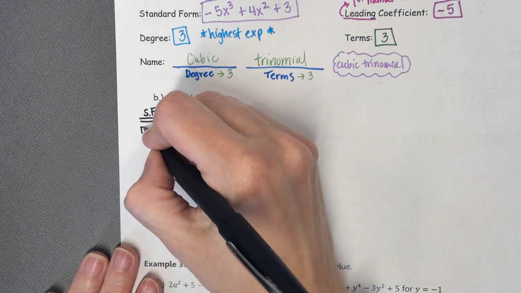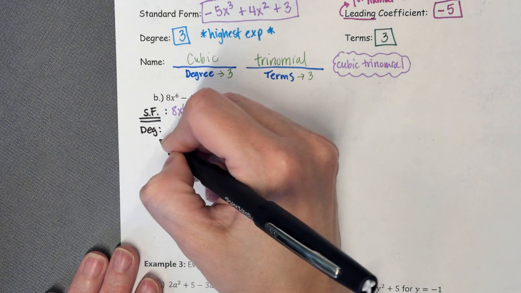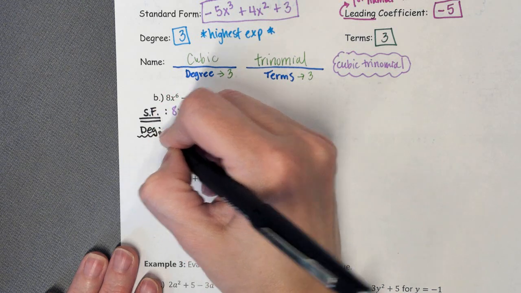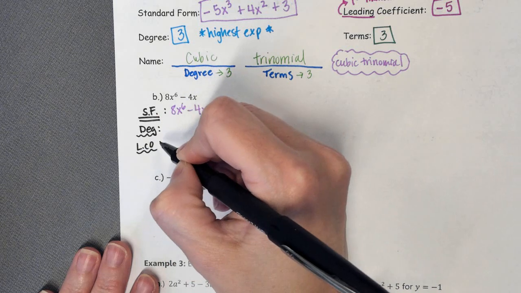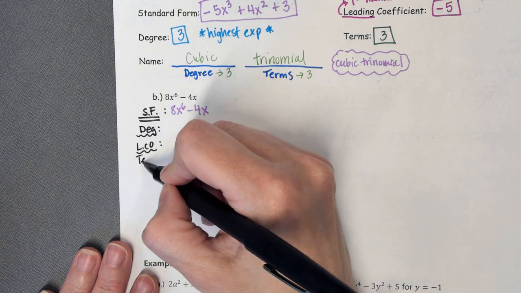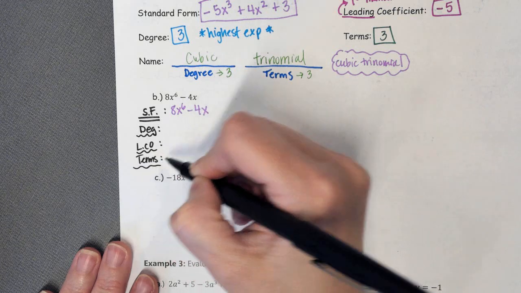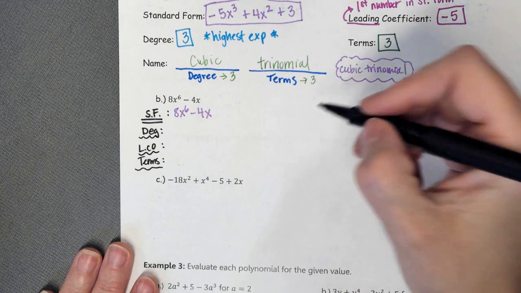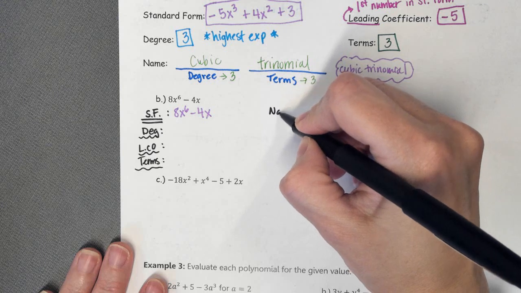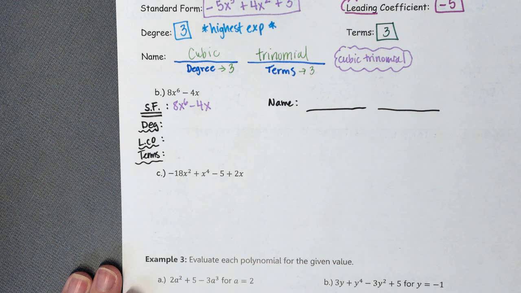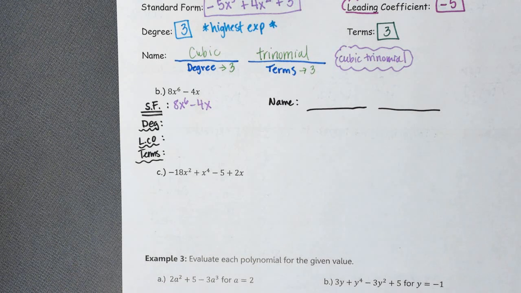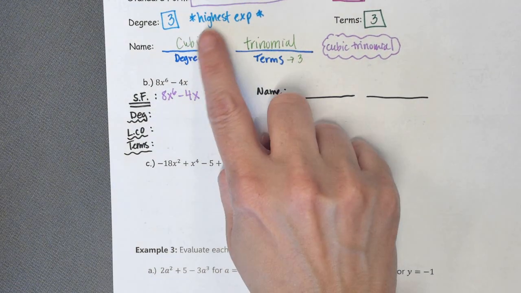And then what I want you to do is the degree, the leading coefficient, the number of terms, and then if you feel like you can do the name after that, go ahead. It just has 2 parts to it. So degree, leading coefficient, number of terms. Make sure you guys are writing this down.